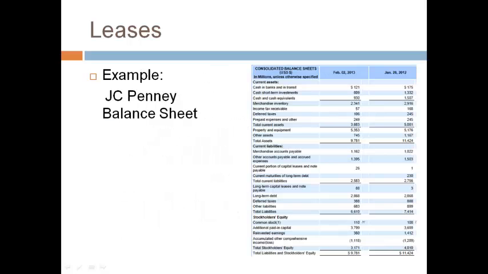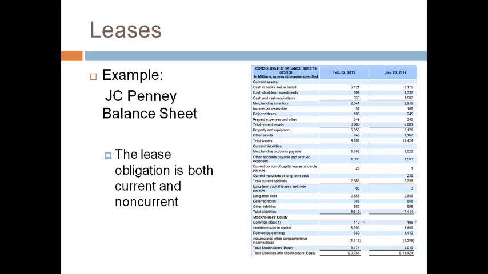You are looking at JCPenney's balance sheet. Take a moment and see if you can find the line items that would include leases related to JCPenney stores. A liability for lease payments is reported on their balance sheet as current and non-current.